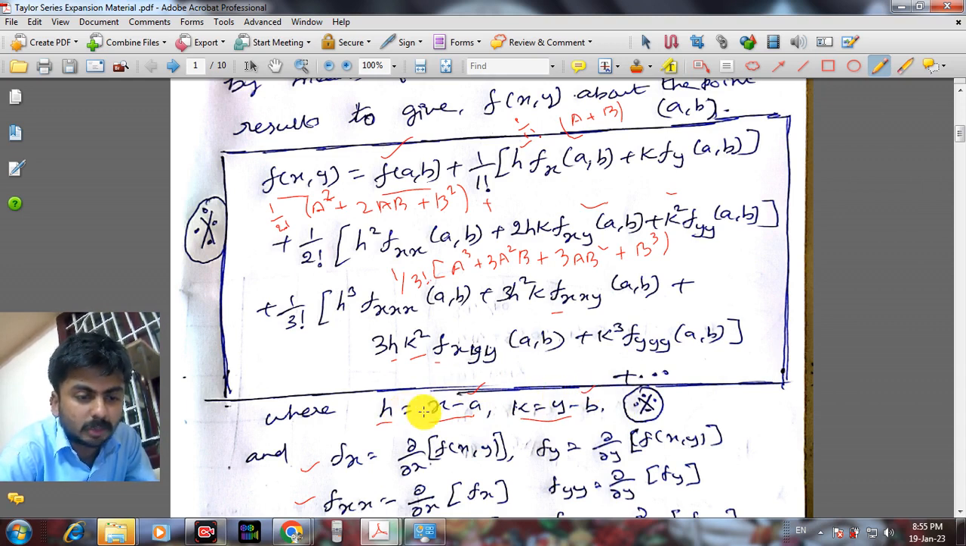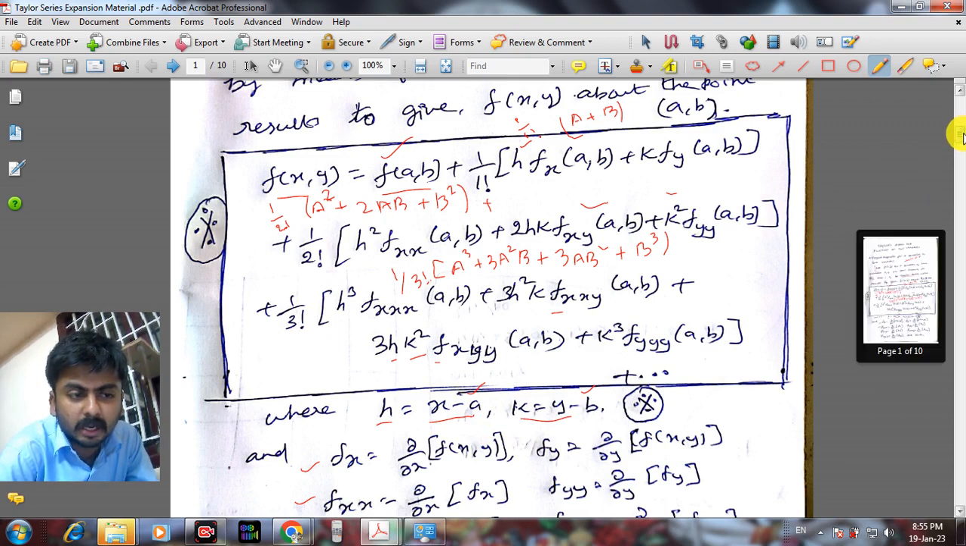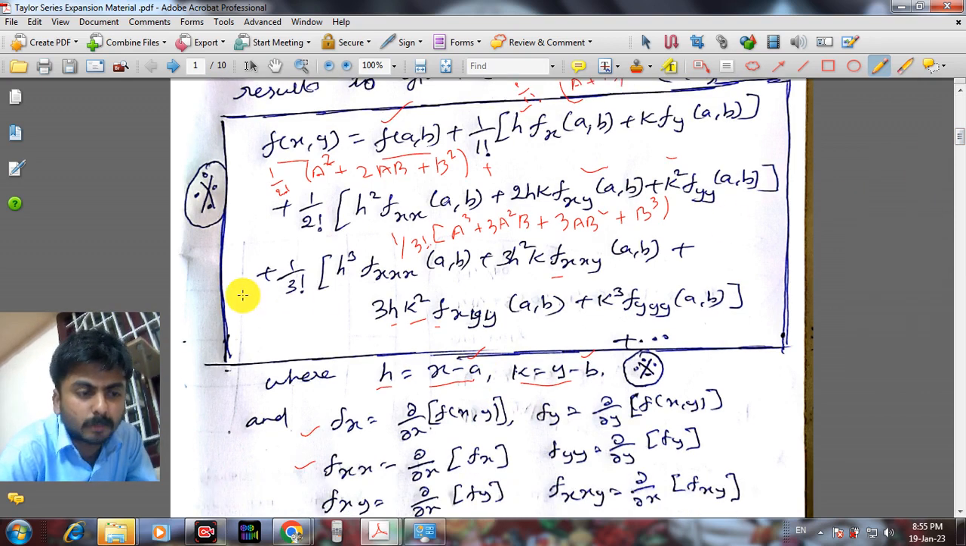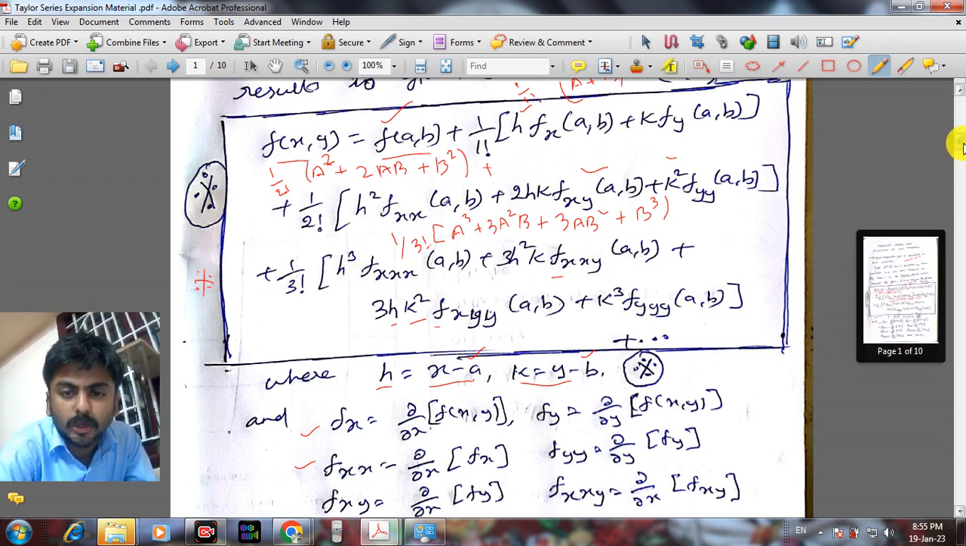So h is equal to x minus the first point of the pair, that is a, and b is the second point of the pair. So they will give: find Taylor series expansion about the point a comma b. So from those points we can find a comma b. Now I hope you have understood this formula. So this formula is very important, very important. Now we shall move on to our first problem.